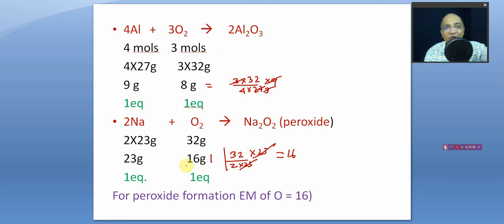Oxygen goes from 0 to -1, so the change in oxidation number is 1, so it is 16. So we proved that in this particular reaction the equivalent mass of oxygen is 16. So 1 gram equivalent means 16 gram, so 1 equivalent. Hence this proves that all chemical reactions take place in equivalence.